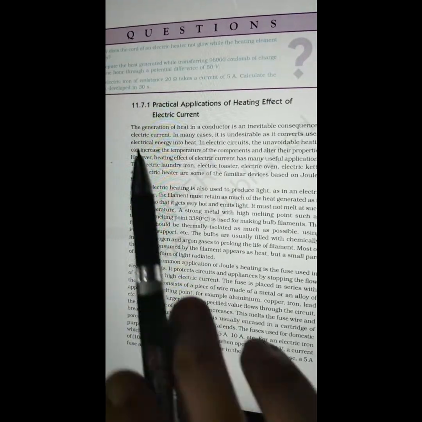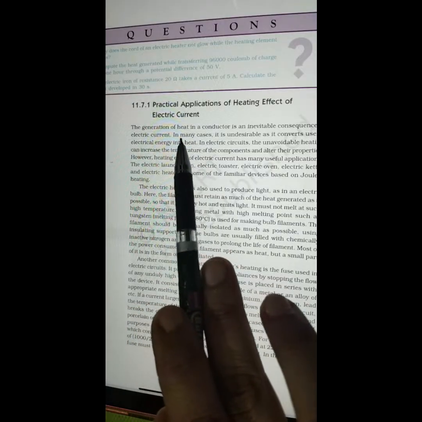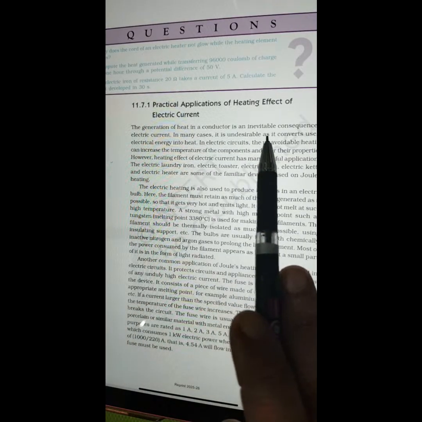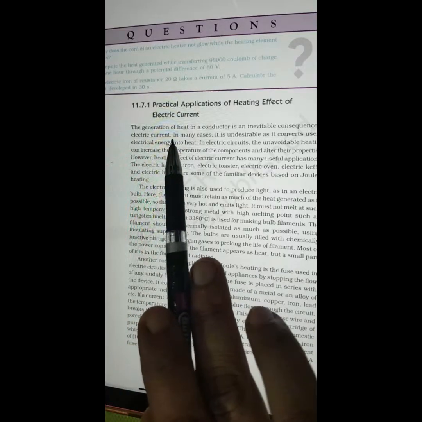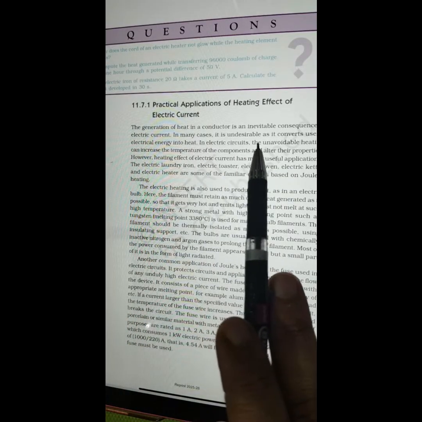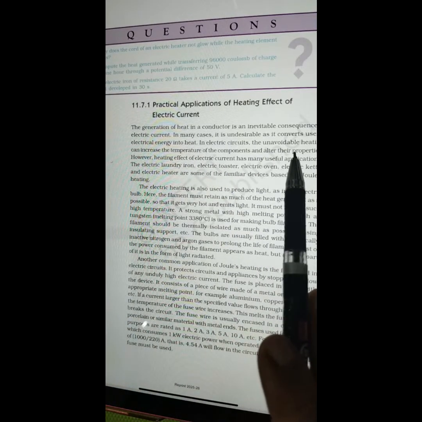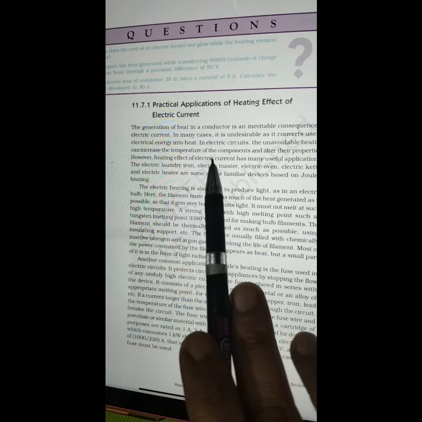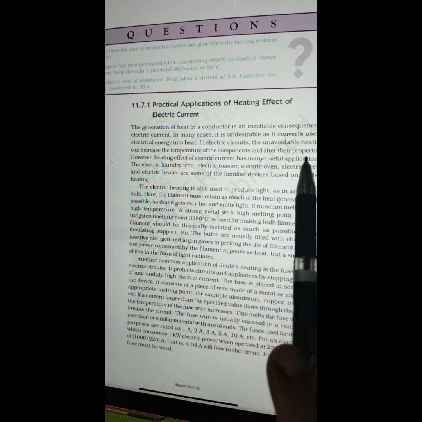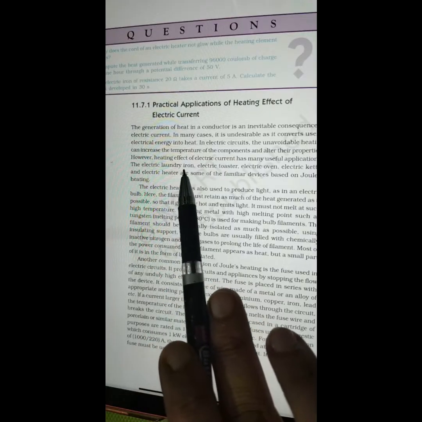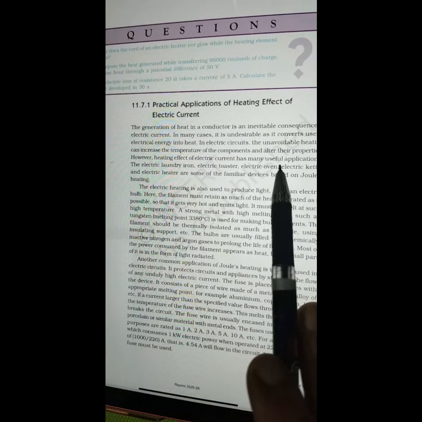11.7.1 Practical application of heating effect of electric current. The generation of heat in a conductor is an inevitable consequence of electric current. In many cases, it is undesirable as it converts useful electrical energy into heat. In electric circuits, the unavoidable heating can increase the temperature of the components and alter their properties. However, heating effect of electric current has many useful applications.